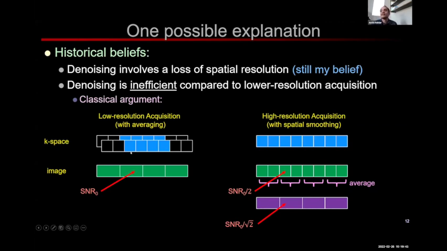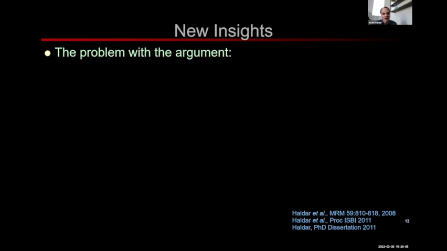And for that reason, it was thought for a very long time that if you're solving a denoising problem, it's probably because you didn't design your acquisition the right way. It would have been much better for you to just go with a lower resolution acquisition in the first place. You'd have better SNR efficiency that way. Now, it turns out that there's a problem with this argument.